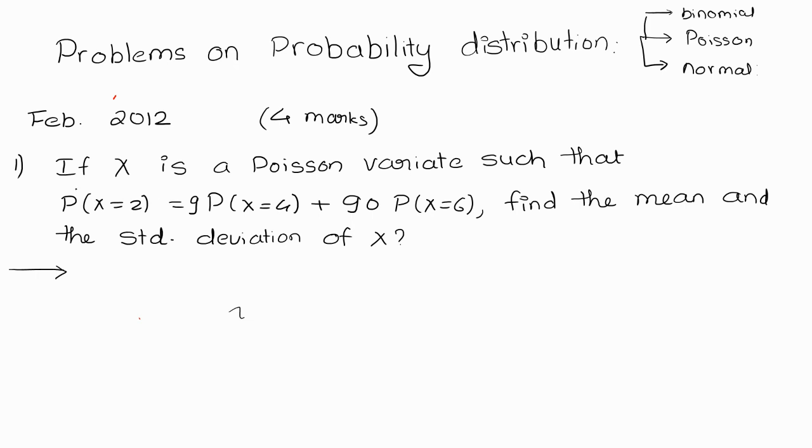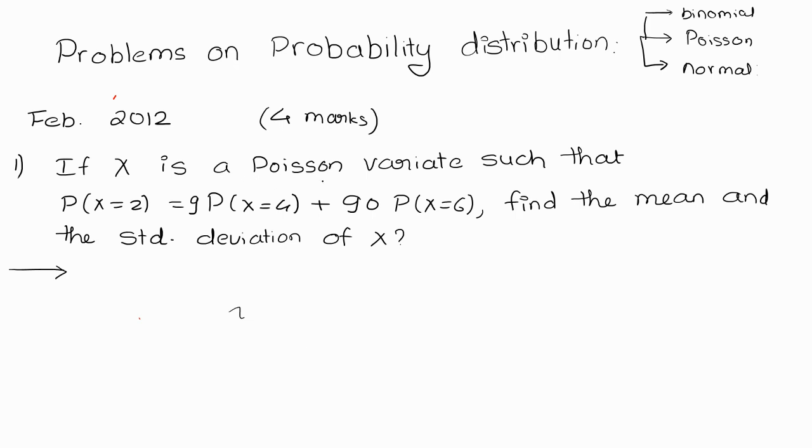Now, what does the question say? If x is a Poisson variate such that p of x is equals to 2 is equals to 9 times p of x is equals to 4 plus 90 times p of x is equals to 6, find the mean and the standard deviation of x. Okay, quite a direct question.